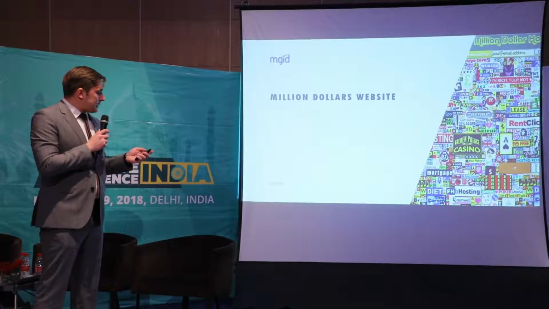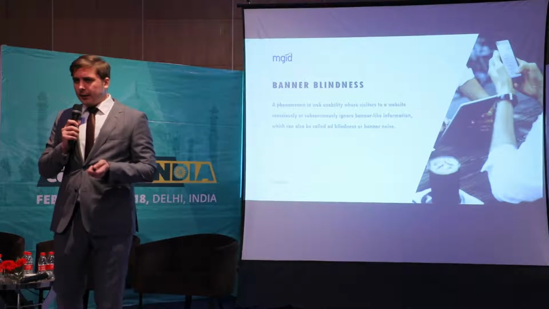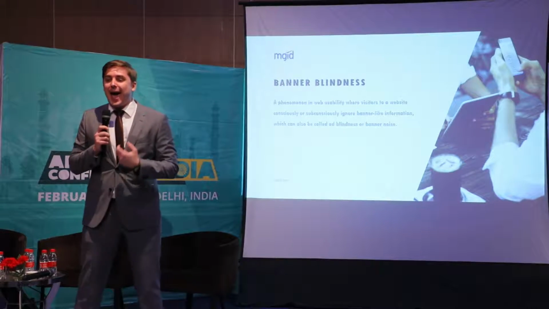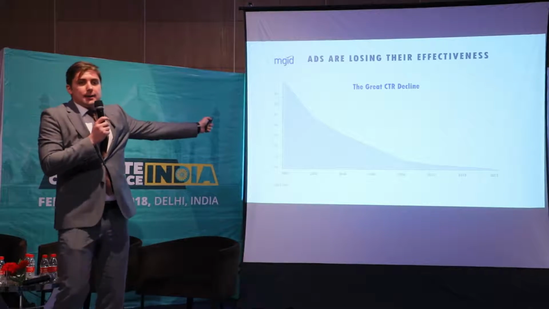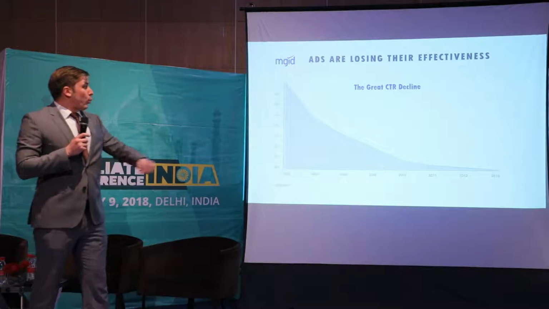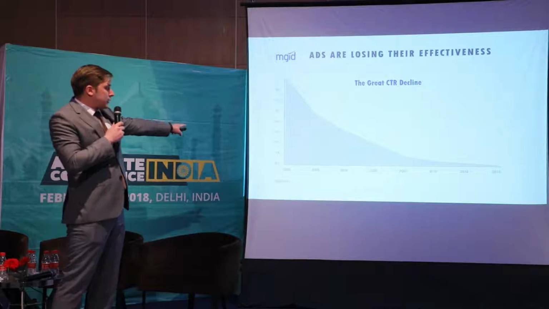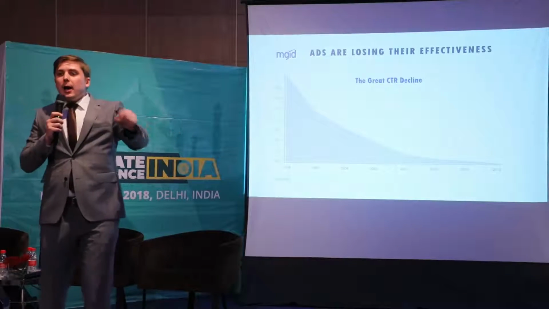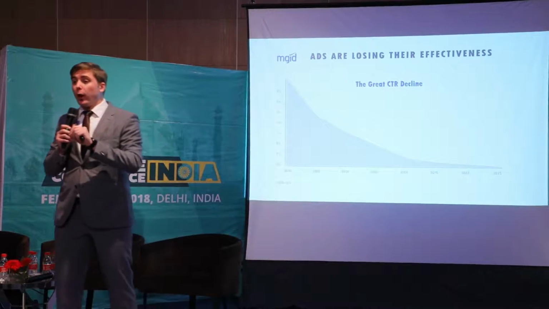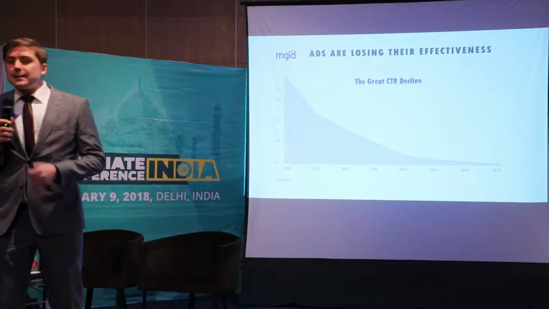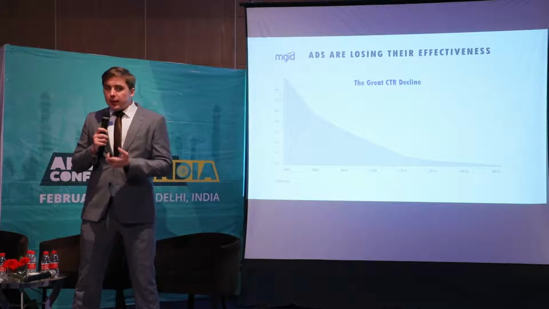So what happened next is the banner blindness. You've all heard of banner blindness. It's where you stop seeing the ads because you know that's an ad, right? That's what happened to the CTRs. The banner CTRs went down from like 10% in the early 2000s to now actually 0.0%. It's lower than 1%. It just doesn't work. So we had to evolve into something new.